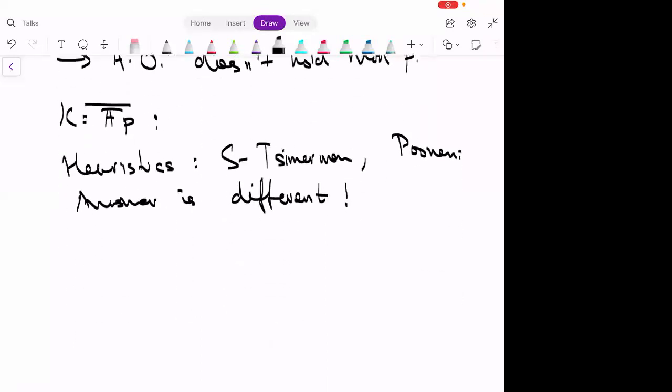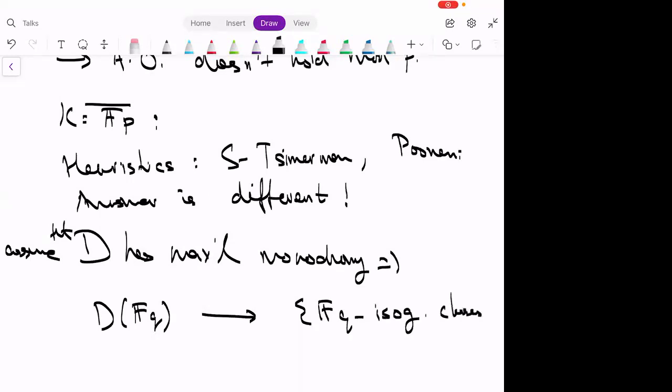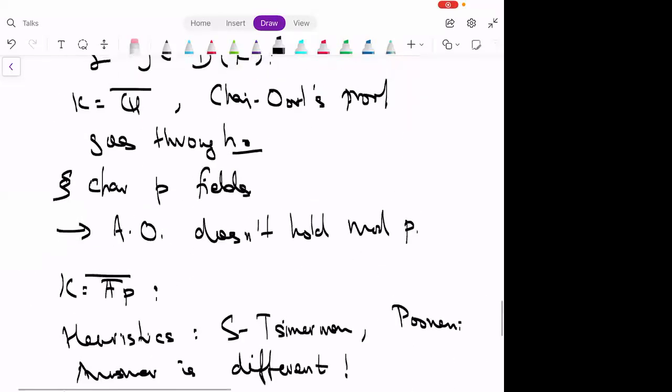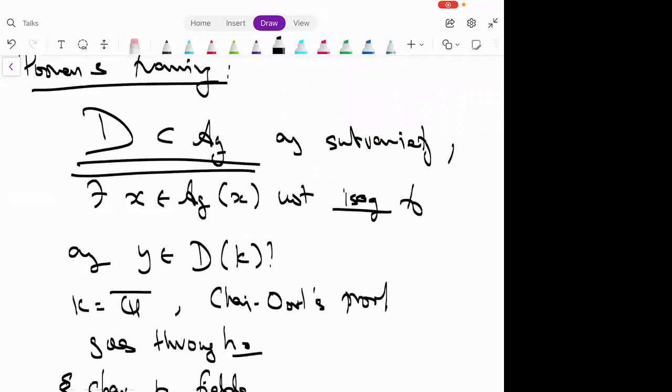So here's roughly a heuristic and why we think the answer should be different. Let's assume that D has maximal monodromy. Assuming extremely expected conjectures, this should imply that the only Shimura variety that contains D is A_g. So if D has maximal monodromy, we have a map from D of F_q to the set of isogeny classes defined over F_q. D is a subvariety of A_g, and the question is, can you find a point of A_g that's not isogenous to any point of D?